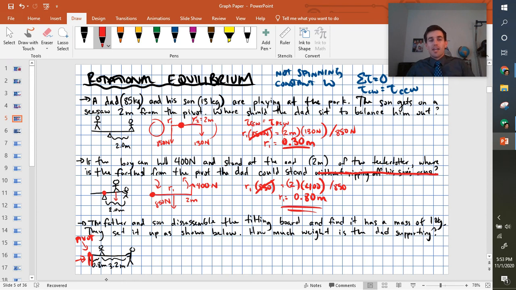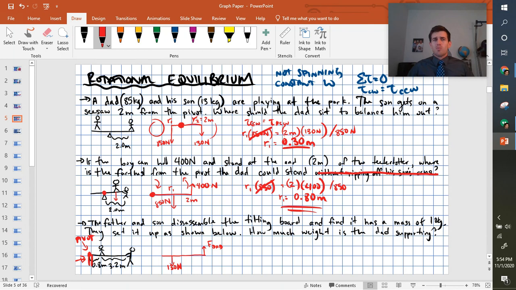The reason for that is, if I draw this out, I'm going to draw a straight line. This is my 4 meters long. I know that the dad is going to be exerting some force, we'll call this FDAD, force of dad. I know that the son is somewhere here, putting his 130 newtons down at that distance there. And there's actually one more force here that I need to be aware of. There's the force, the weight of the board itself.